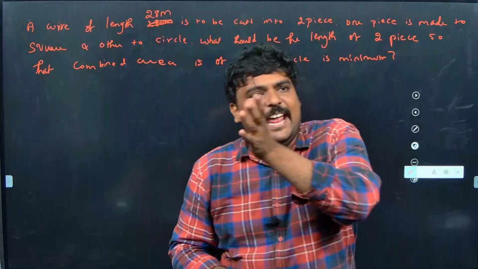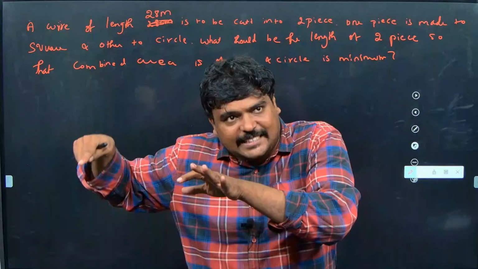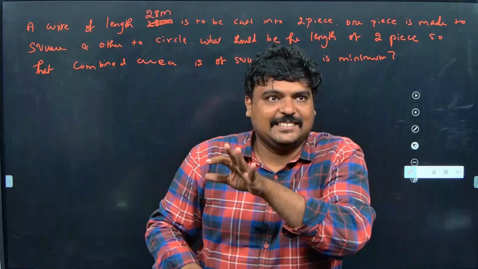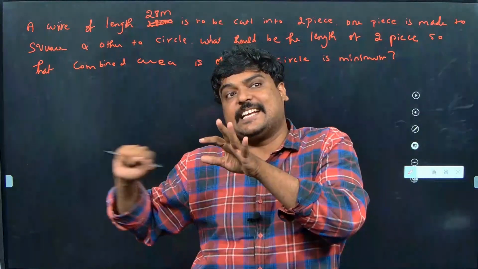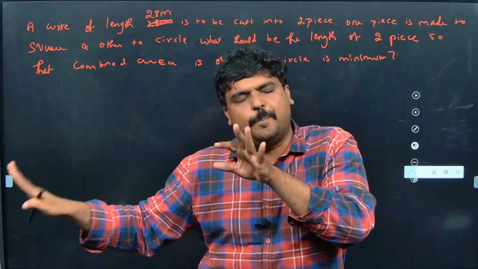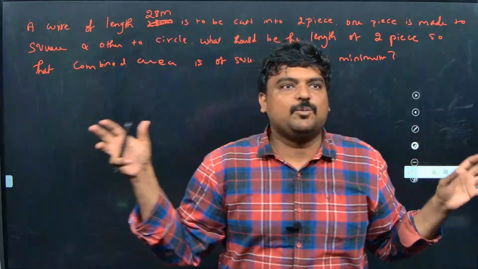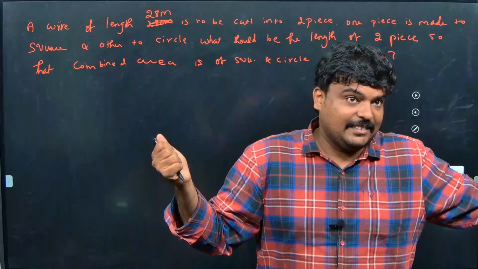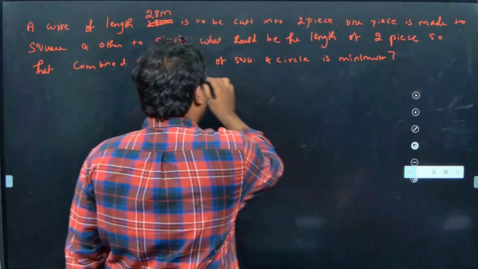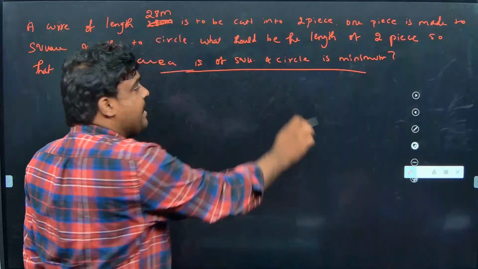அதே மாதிரி இந்த இடத்துல 2 pi r is equal to 28 minus x. So I will get r as 28 minus x by 2 pi. I got the radius and the side of the square. And what they asked is, area should be minimum.